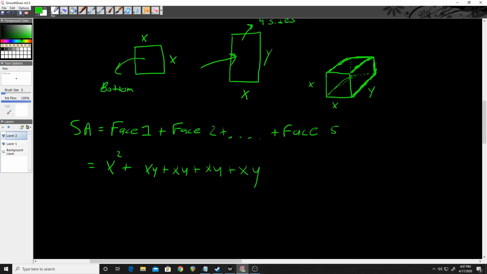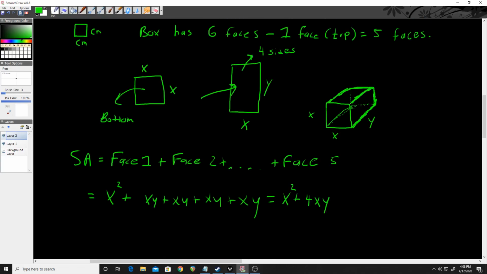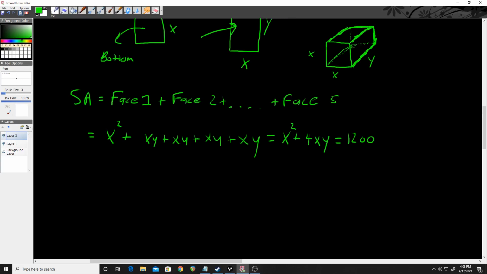So anyway, this is going to be x squared plus 4xy. And we know that this has to be equal to the constraint, which was 1200. Just like we've done in previous optimization problems, the purpose of the constraint is to write y in terms of x, basically. One variable in terms of the other. So I'm going to solve this for y, if possible. I want to subtract x squared from both sides and then divide by 4x.